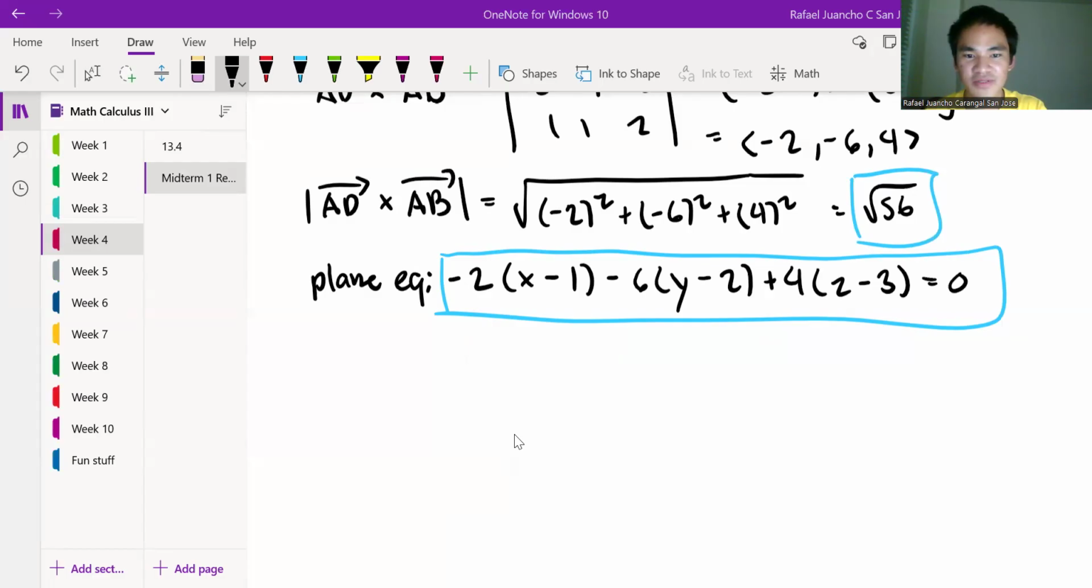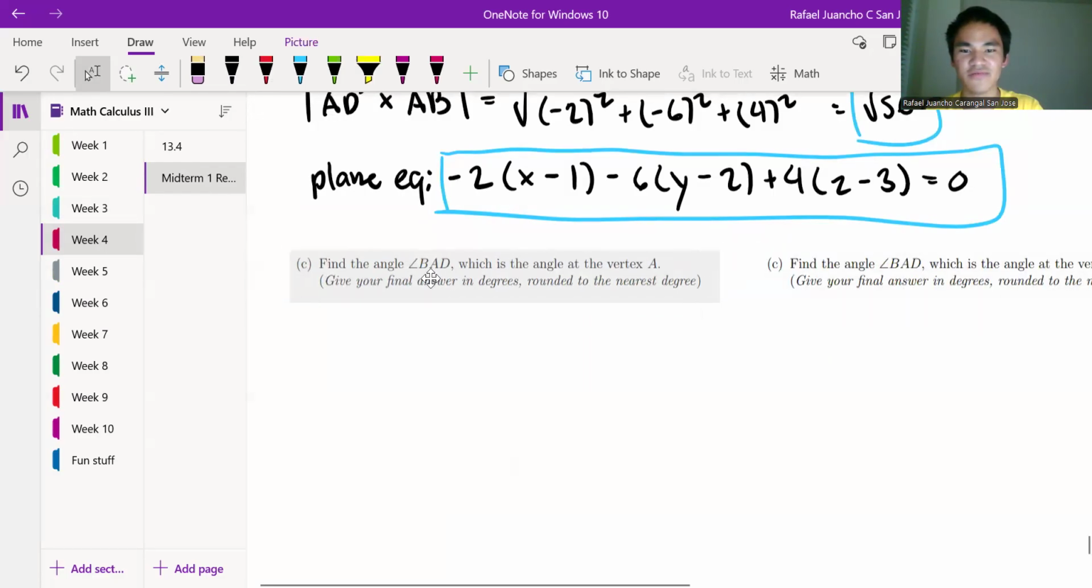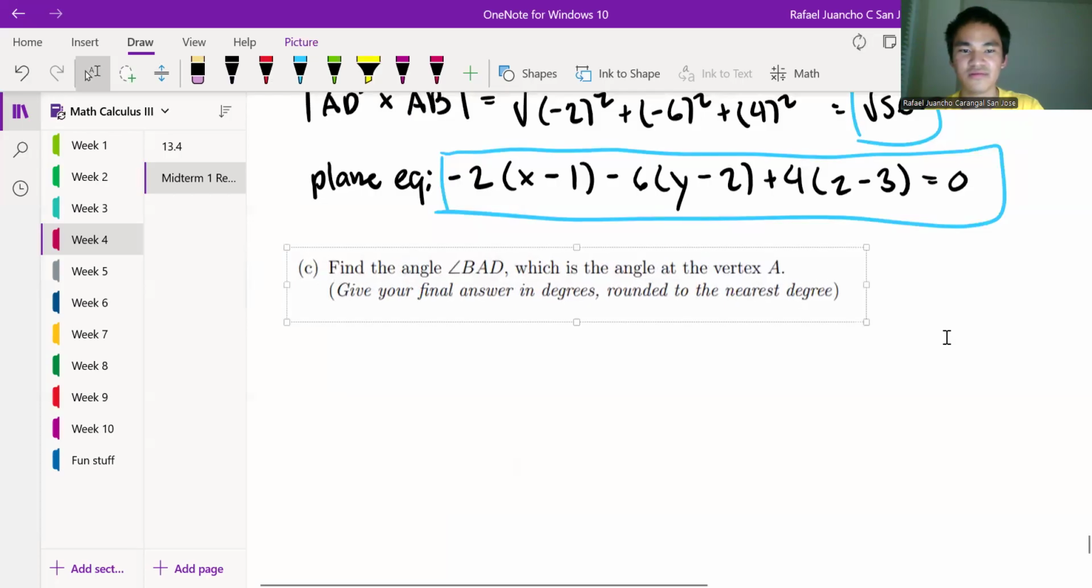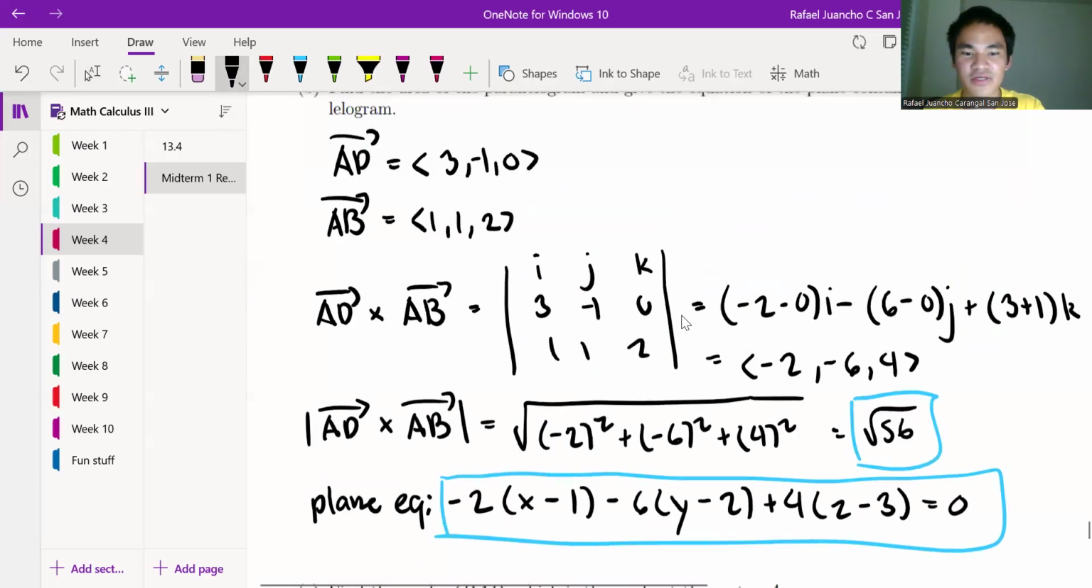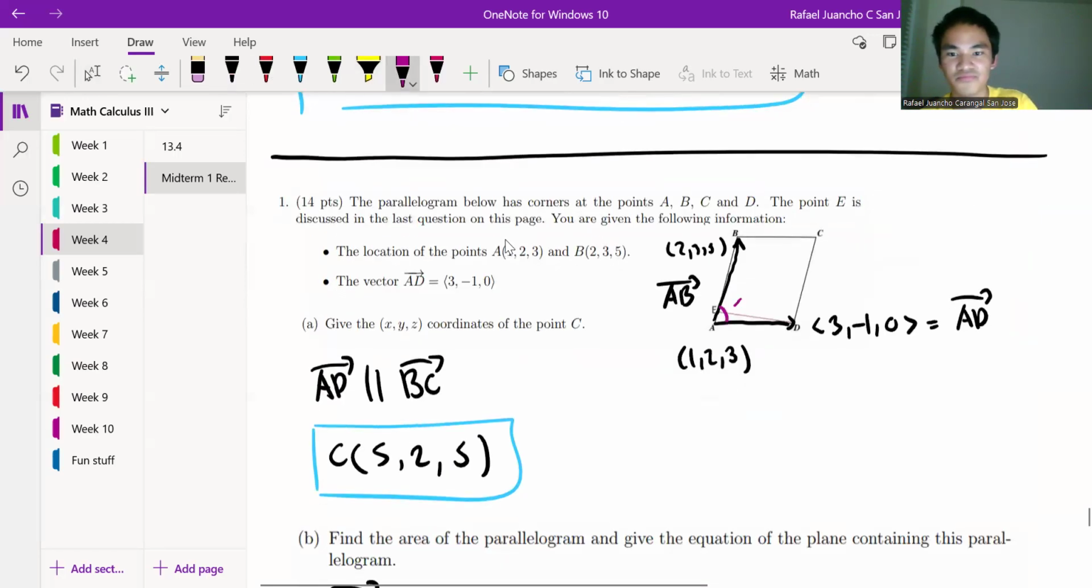Okay, the next thing we want to do is find the angle BAD, which is the angle at vertex A, and I have to give my answer in degrees. So again, another cool looking problem here. What I like about this course is it's very visual. I like the visuals. So here I want to find BAD. So I want to find this angle. Well, voila, we can get that.